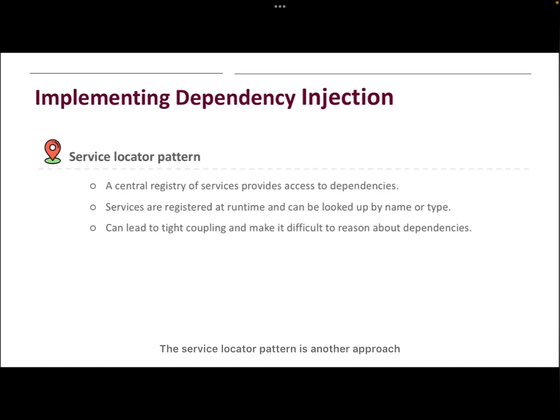The service locator pattern is another approach, where a central registry of services provides access to dependencies. Services are registered at runtime and can be looked up by name or type. However, this approach can lead to tight coupling and make it difficult to reason about dependencies.